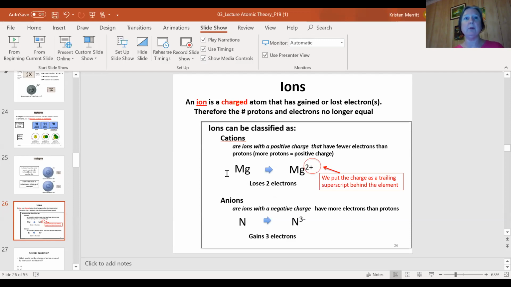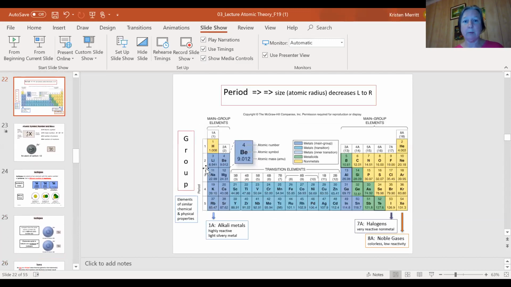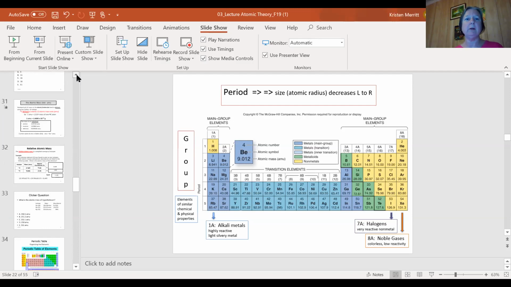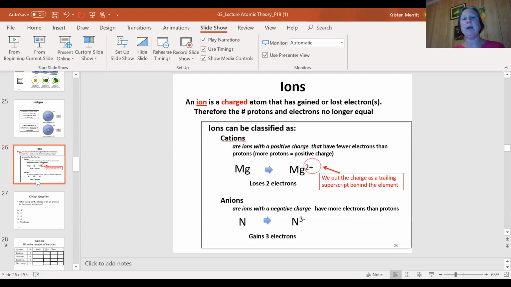Magnesium loses 2 electrons. So where originally it had, let's go to the periodic table, magnesium normally has 12 protons and 12 electrons. If it loses 2, it now has 10 electrons, but still has 12 protons. So it has an imbalance of charge, it's 2+ more positive charge. So we put that charge up here. That's how we know something is an ion. We write it like this, and the plus goes after it. It doesn't go ahead of it.